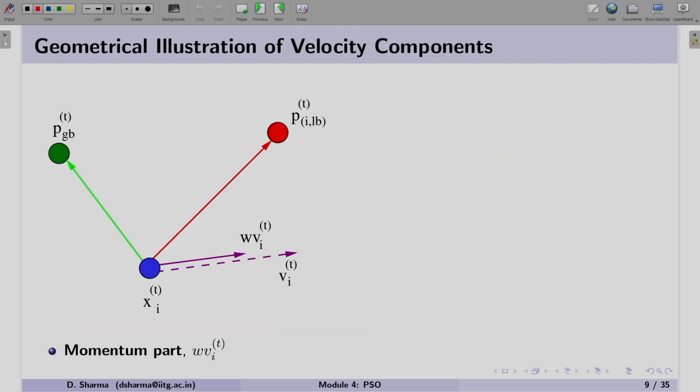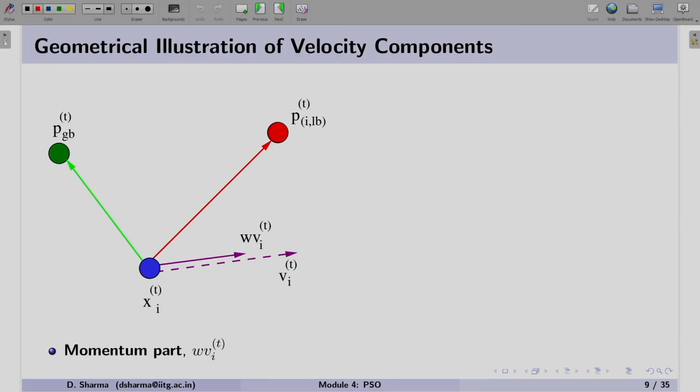Now, let us understand the velocity components in a graphical way. As you can see in the figure, we have xit, which is the current position, we have vi, the velocity part, we have the local best part, and pgb is the global best part. Here we are showing the three vectors originating from xit. Now, the first part is omega vi. You can see this is going to be our first component in the velocity.